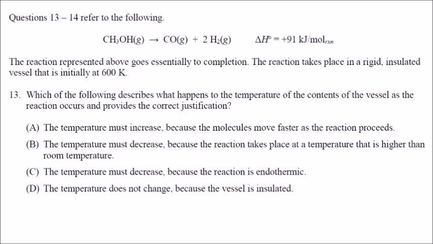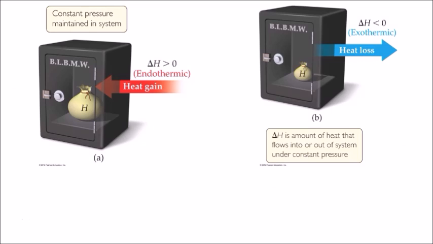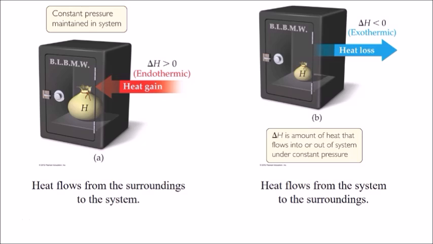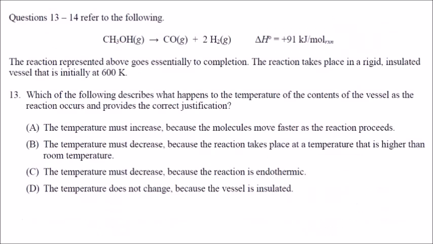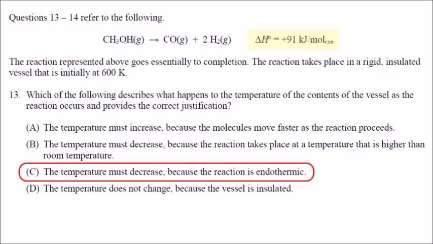Let's talk about endothermic versus exothermic. In an endothermic reaction, heat flows from the surroundings to the system, whereas in an exothermic reaction, heat flows from the system to the surroundings. So we're monitoring the temperature. Typically that thermometer is part of the surroundings. So with an endothermic reaction, the temperature of the surroundings decreases. With an exothermic reaction, the temperature of the surroundings increases. In this particular reaction, we know that the delta H is positive, so it's endothermic. Therefore, our thermometer, which is part of the surroundings, would measure a decrease in temperature because the reaction is endothermic.